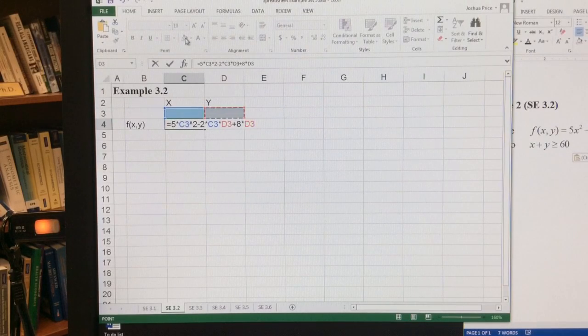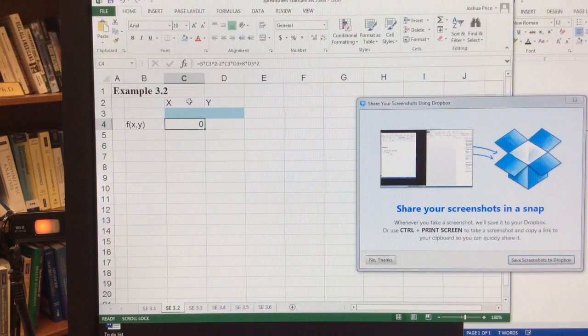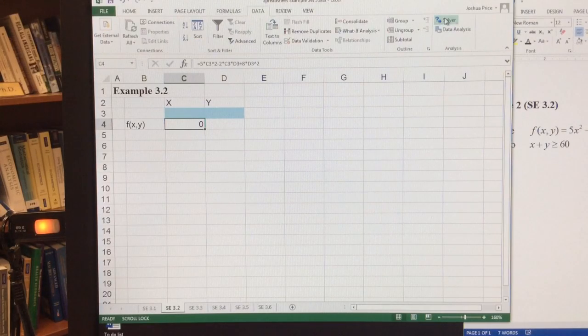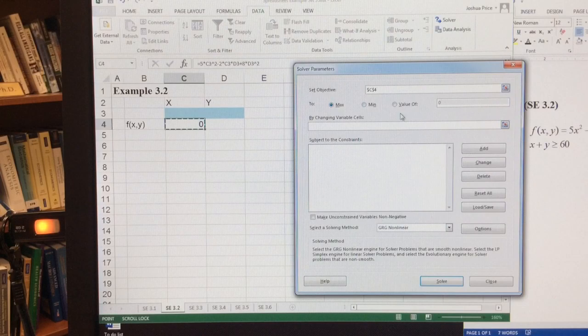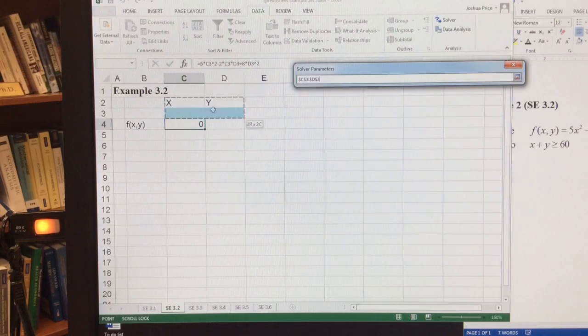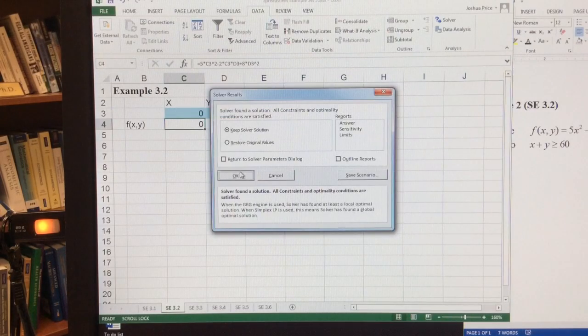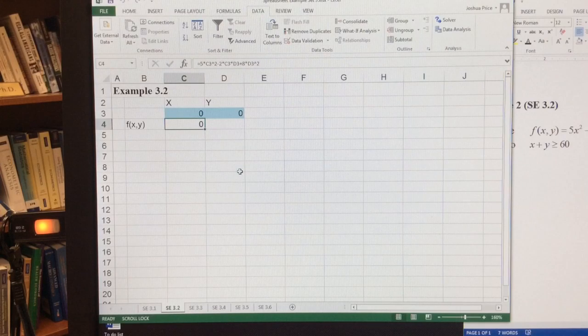Now if I just use Solver to optimize this function, I'm going to set my objective of f of x, y and minimize it by changing x and y. And then you'll see that to minimize, I just produce 0 of each. So that's not a very interesting question.